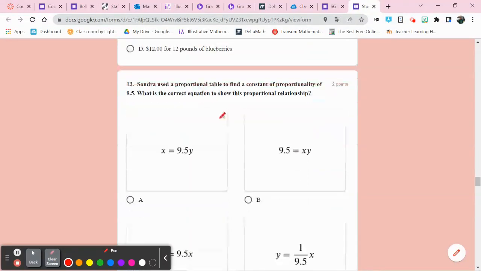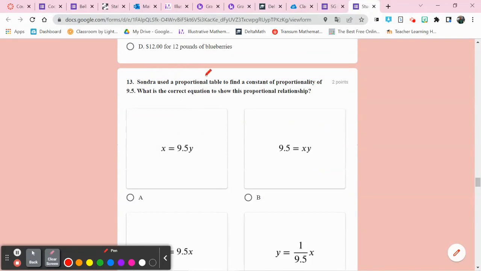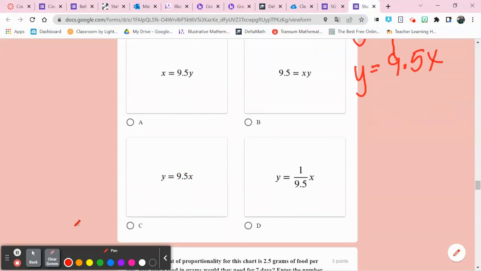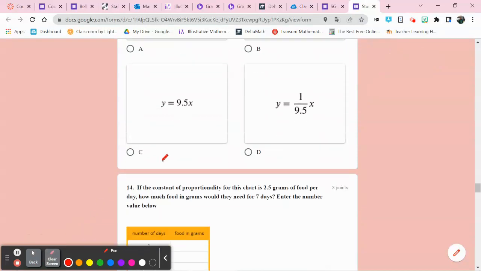All right, moving onward. Sandra used a proportional table to find a constant of proportionality of 9.5. What is the correct equation to show this proportional relationship? So we're using this format. And all that means is our constant of proportionality, or K, goes right there. So that means it would look like this, 9.5x. So we go find that answer, which is right here, C. All right, let's move on.